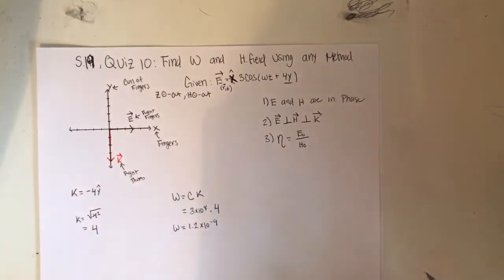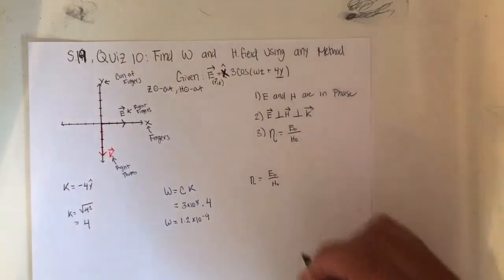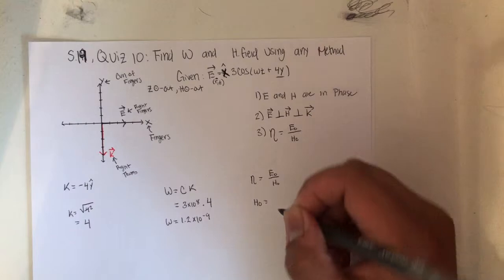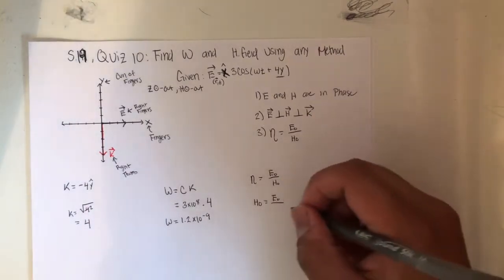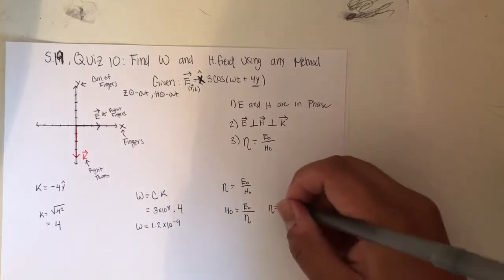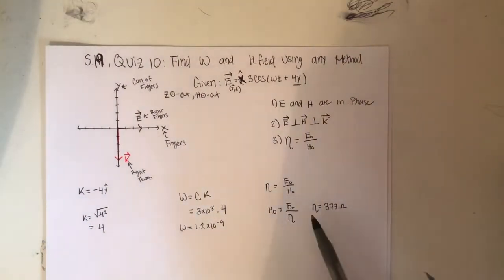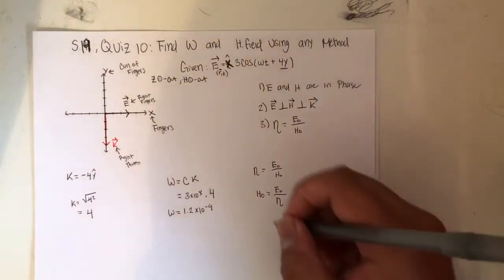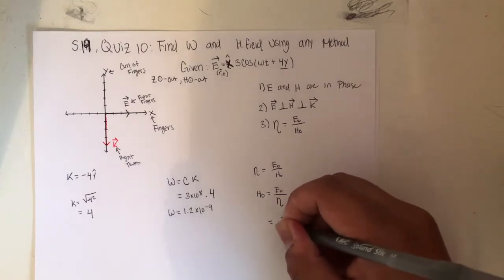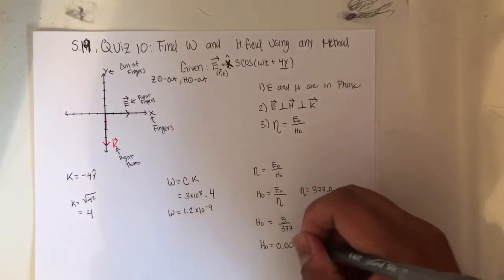Once we found our omega, we'll go ahead and do our last step, step 3, which is when eta is equal to E naught over H naught. Since we are finding our H field, we go ahead and solve for H naught. So H naught is equal to E naught over eta. And we know that eta is equal to 377 ohms because we're assuming this equation is in vacuum. And when it's in vacuum, eta is always equal to 377. So we substitute E naught, which is 3, given up above. So 3 divided by 377 equals H naught, and H naught equals 0.008.